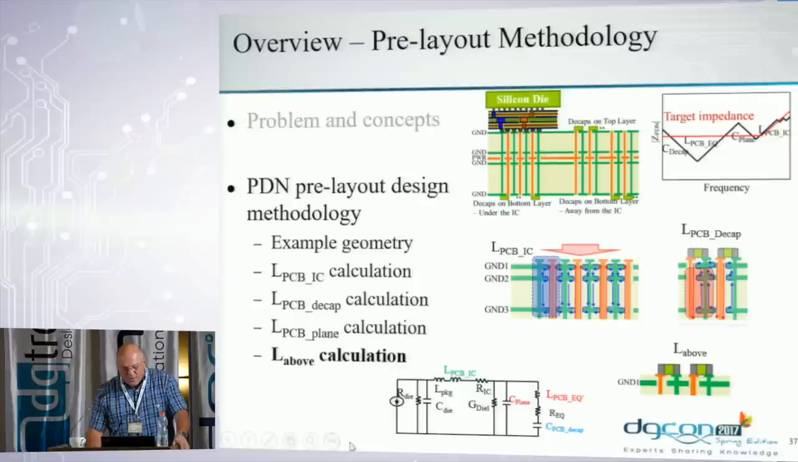Last thing I want to talk about is this final piece of the calculation, what to do with the ESL of the part. Because the vendor gives you a data sheet, and you want to know what to do with that number.